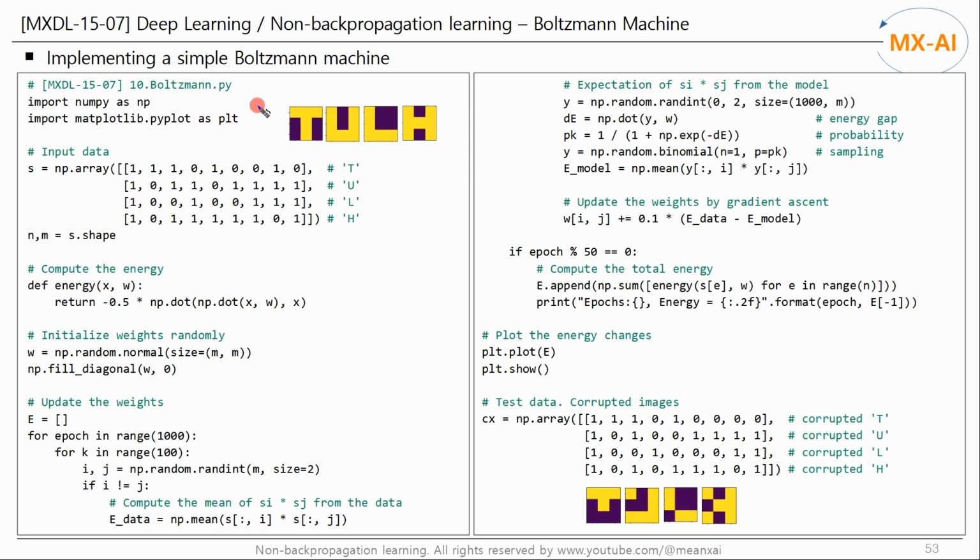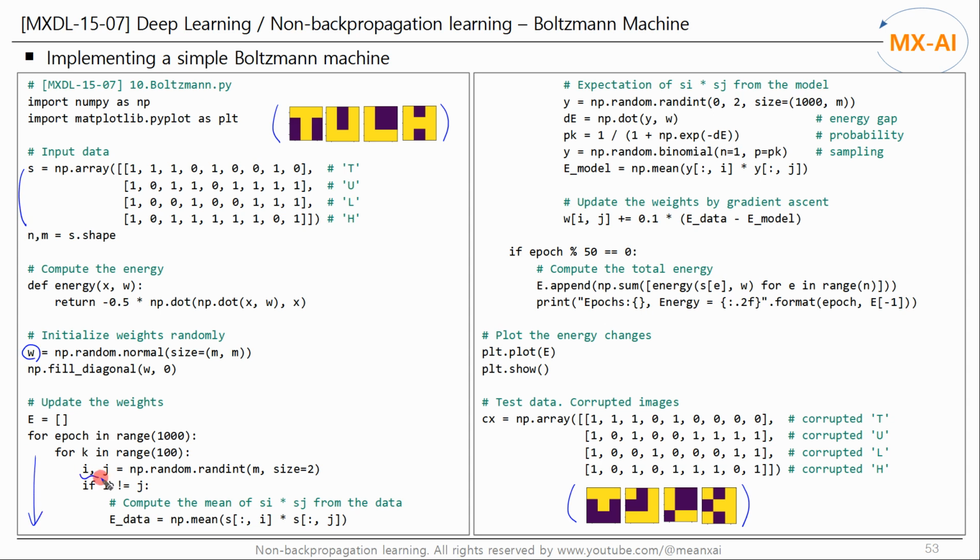Finally, let's implement and code a simple Boltzmann machine without hidden neurons. As we did in the Hopfield network, let's store these image patterns in a Boltzmann machine and reconstruct the corrupted image patterns. The input data is as follows. Initialize the weights randomly. Update the weights by the learning rule.